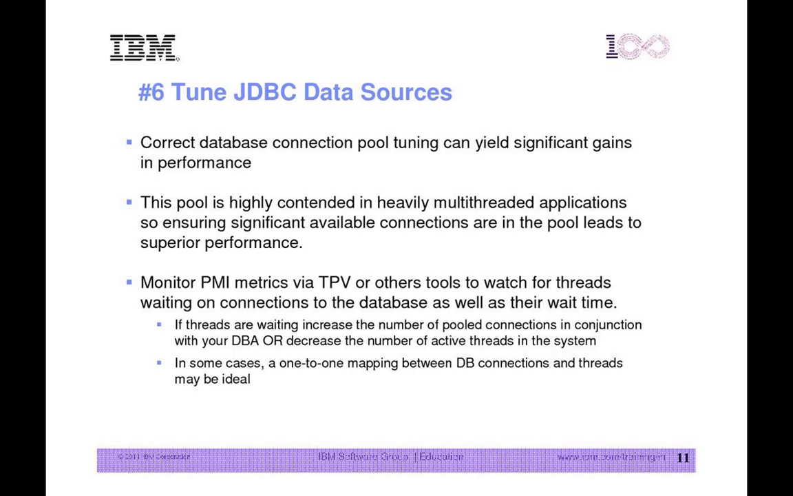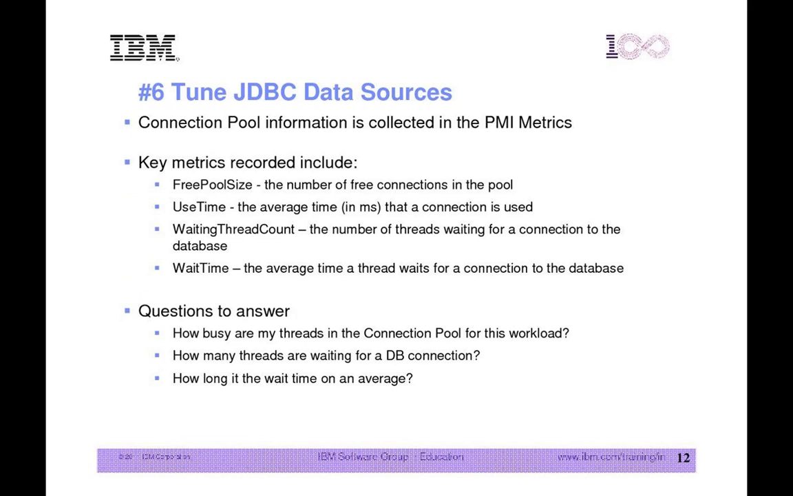Monitoring the connection pool is again done the same way as we talked about for the thread pool, with PMI and TPV. Monitor the TPV and understand how the connection pool is being used. These are some of the key metrics that are available with PMI. Free pool size, then there is use time. Use time will tell you how much time the connection is being used by the application. If the application is creating a connection and using it for a longer time, you will get it here.